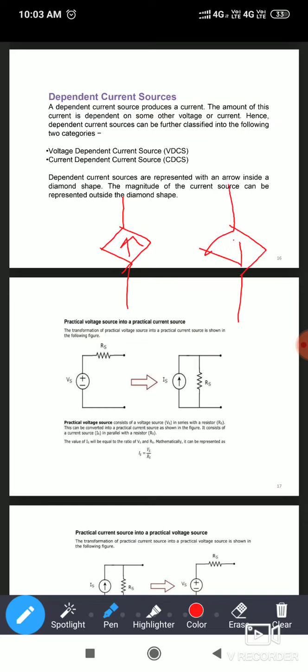Suppose this will be the arrow. ह्याच्यावरनं सिंबल ओळखता येतं की हा डिपेंडंट करंट सोर्स आहे.